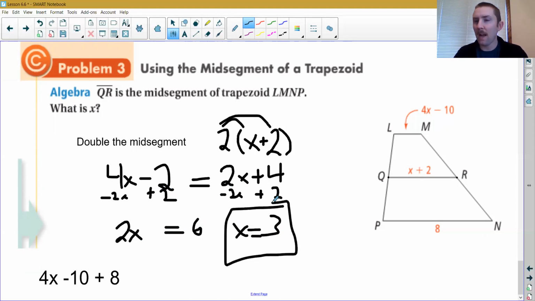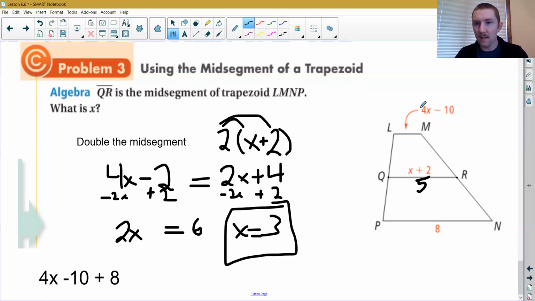How can I check my answer though? How can I make sure that x is equal to 3? Well, I can plug x back into the picture, right? So if I plug x equals 3 into here, I get that the mid-segment is 5. Remember, that's supposed to be half as much as the two bases added together. So what do the two bases added together then need to be? Well, if 5 is supposed to be half as much, it should be 10.